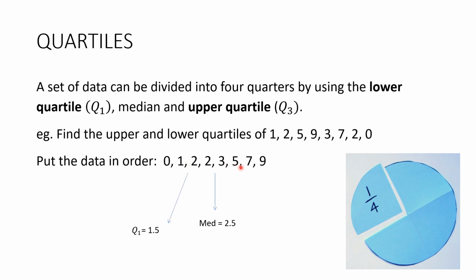Now let's look at the top half, 3, 5, 7, 9. Again we have two centers, 5 and 7. The average, or the center of those two, is 6, so the upper quartile is 6.